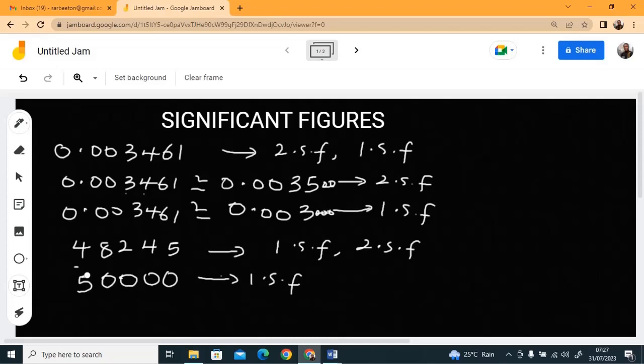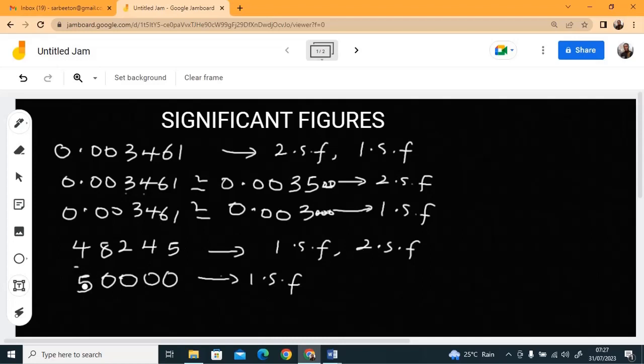Now, the reason why I can't write 5? You know that if you write 5, 5 is not the same thing as 50,000. Like this 0.3500 is the same thing as 0.0035. But here it is not the same thing. 5 and 50,000 are not the same thing. So, if the number does not have a decimal point, and you are making it one significant, you have to write the 0s that are there.